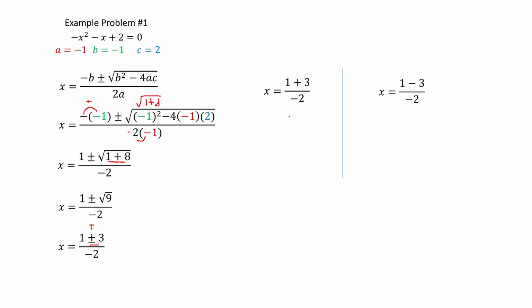and just add it. 1 plus 3 is 4, and divided by 2 equals 2. That's answer number 1. And for the other hand, 1 minus 3 equals negative 2, and divided by negative 2, and the answer of it will be x equals 1. And that's the answer from problem number 1.